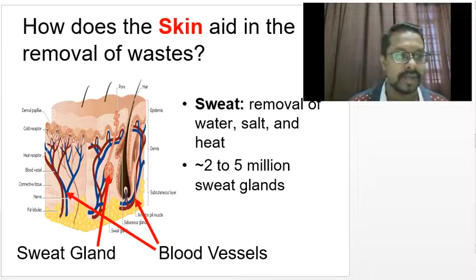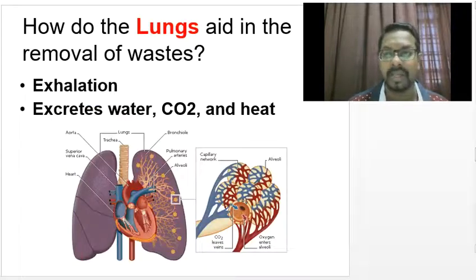Now let's look at lungs. How do the lungs aid in the removal of waste? Exhalation means what? Breathe in, breathe out. Exhalation is breathing out. You excrete water, carbon dioxide, and heat. So this is the lungs. I hope you all remember the diagram. We studied this one earlier.